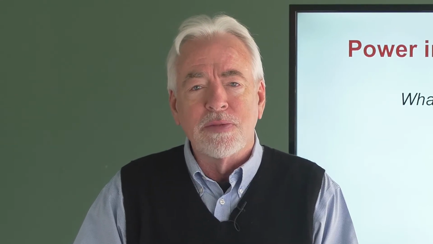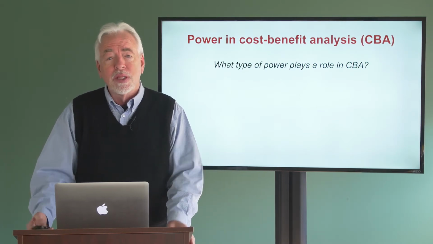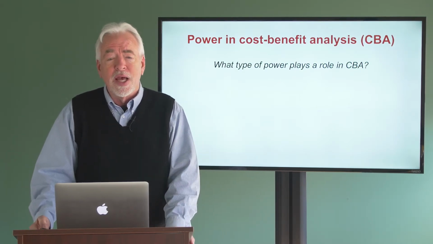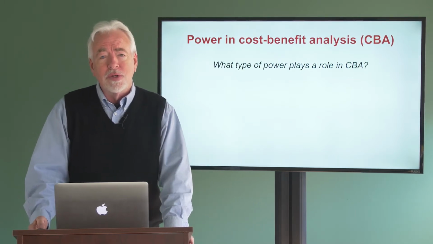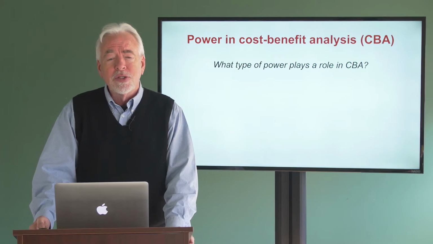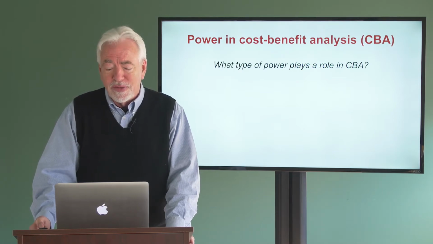Let's think first about how power enters into the calculations that economists do when they make recommendations about environmental policy on the basis of cost-benefit analysis. These recommendations are based supposedly on what's efficient for the society. And one might think that what's efficient wouldn't have a lot to do with how power is distributed in the society, but it turns out there's one kind of power that's absolutely central to the neoclassical economist definition of what's efficient, and that's purchasing power.